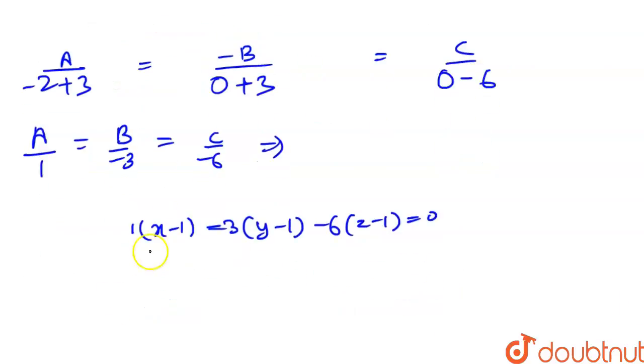After solving it, we will get x minus 3y minus 6z, then minus 1 plus 3 will be plus 2, and plus 2 minus 6, that is plus 6. So plus 2 and plus 6 is plus 8, so it will become minus 8 on that side. So this is our answer for the second part, right?